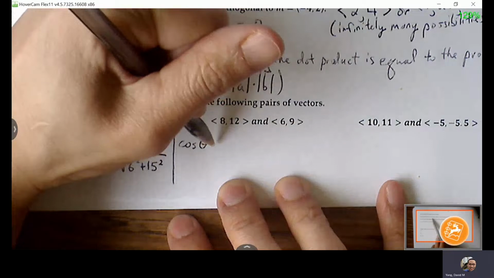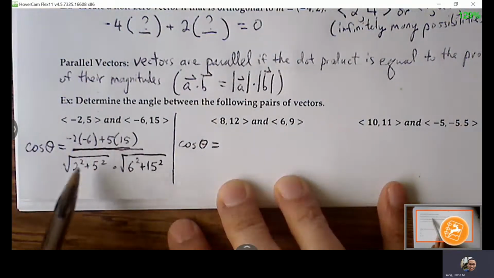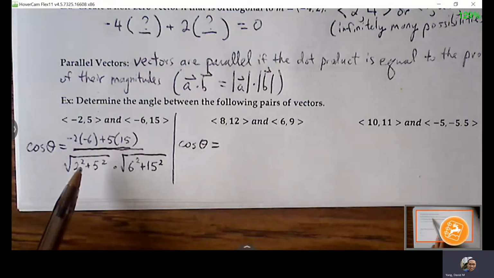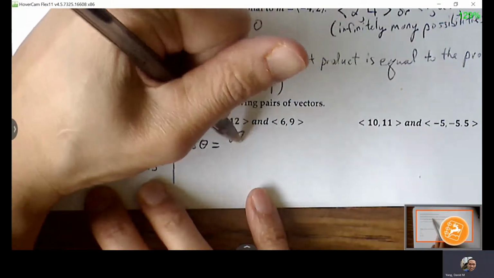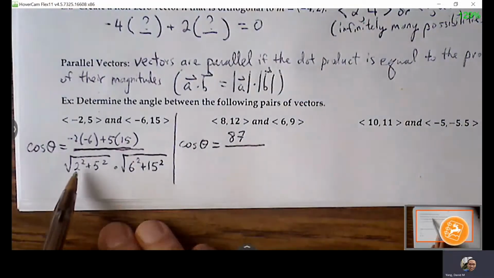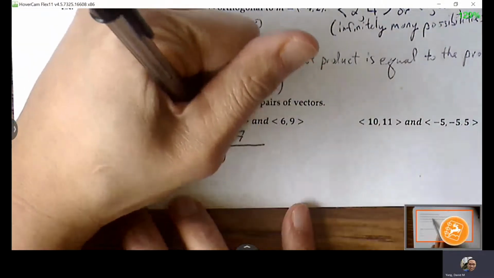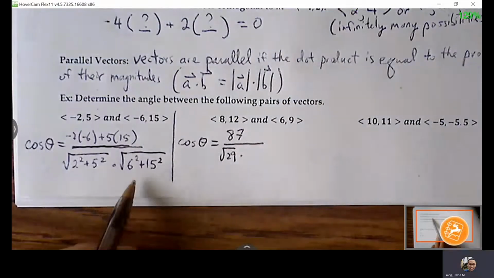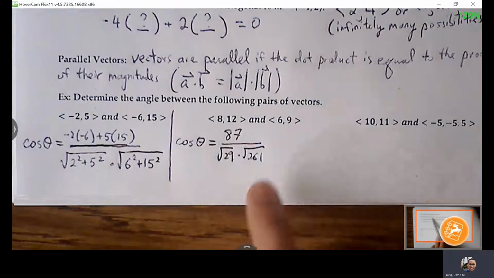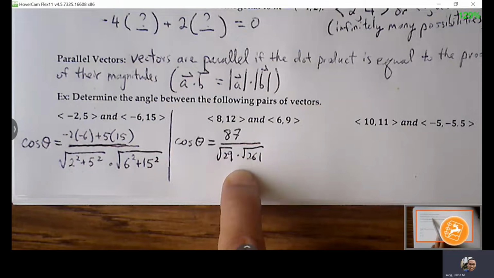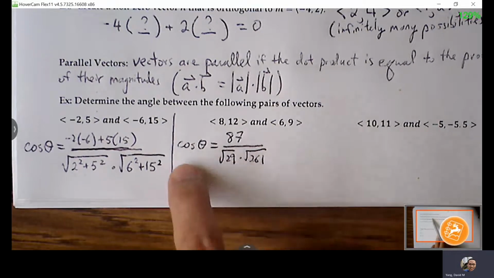Okay. Now we're going to clean up the numbers as best we can before plugging into the calculator. So this is 12 plus... I got 87, let me double check my work. This is 4 plus 25, so that's root 29. And this is 225 plus 36. Okay, make the calculator do all that mess of an operation and then do inverse cosine to get your theta measure.